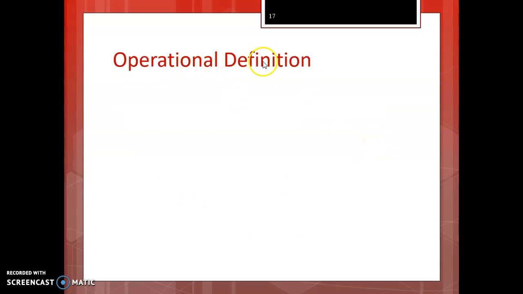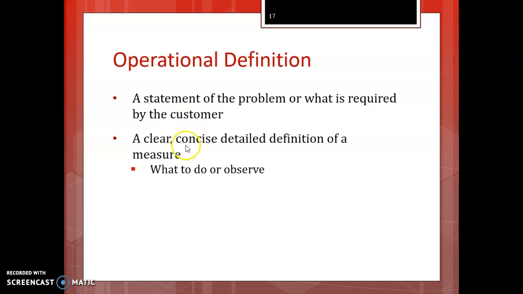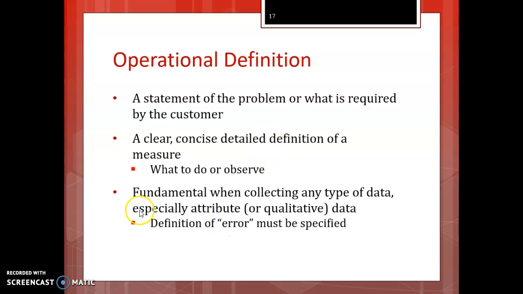Operational definition. Now, this is the thing I'm saying to you. This is really important, especially when it comes to your project. It's a statement of the problem or what is required by the customer. A clear, concise, detailed definition of a measure: what to do or observe. It is fundamental when you're collecting any type of data, especially attribute data, the qualitative data. The definition of the error must be specified. And there's a method of verification.